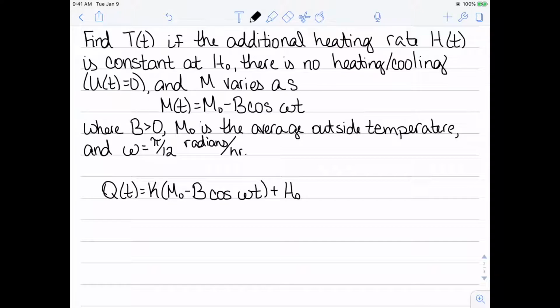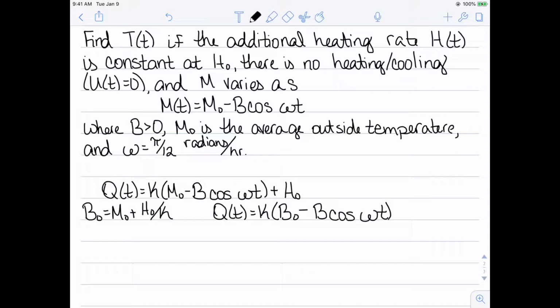In this case, our Q of t is given by K times M0 minus B cosine omega t, plus H0. If we let B0 be equal to M0 plus H0 over K, we can rewrite this as Q of t is equal to K times B0 minus B cosine omega t. In this case, K B0 is going to be the average value for Q of t. Since it's the average, we have that K B0 is equal to 1 over 24 times the integral from 0 to 24 of Q of t dt.